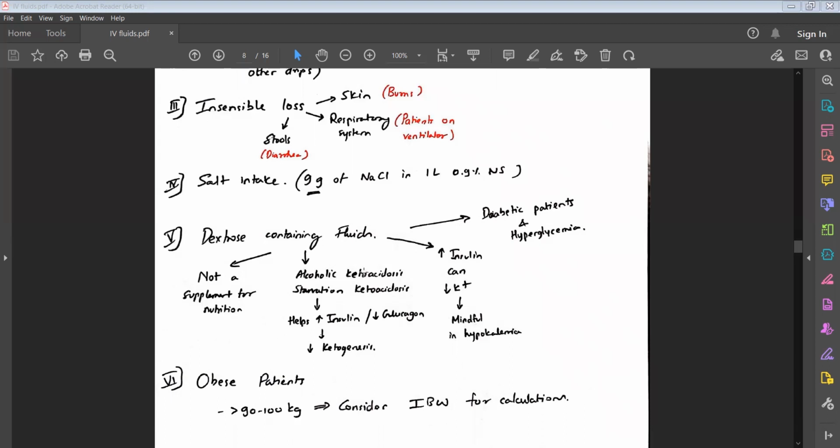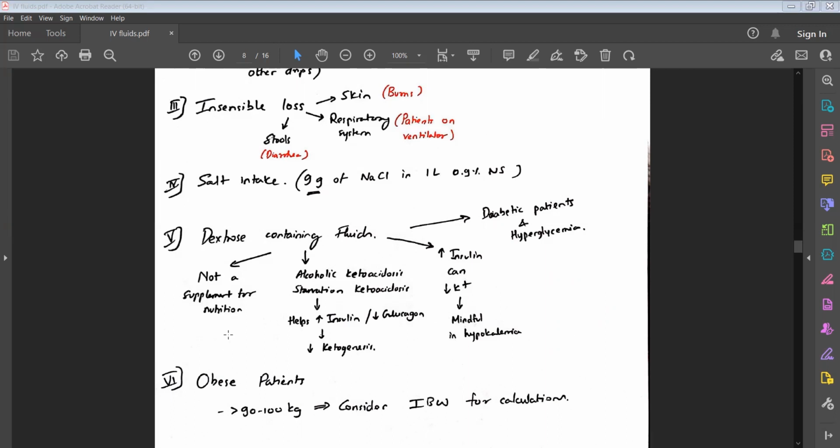And then dextrose containing fluids. Now remember that when you're starting dextrose containing fluids, you have to be aware of the patient's diabetic status. If the patient has hyperglycemia, a high HbA1c, or uncontrolled glucose, in those patients you would not want to use dextrose containing fluids. Again, it is not a source of nutrition. If you're seeing patients in the critical care setting, or on the floor, the best way to provide them glucose is through advancing their diet. Giving them dextrose fluids is not a source of nutrition. So that is something that you have to remember.